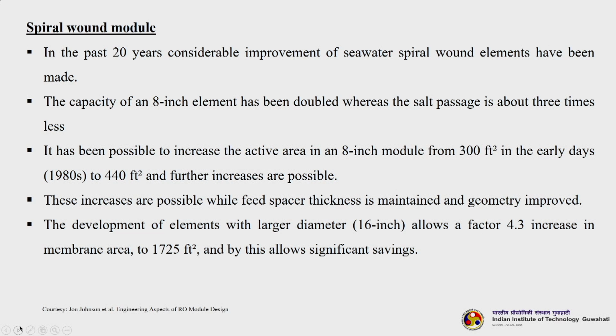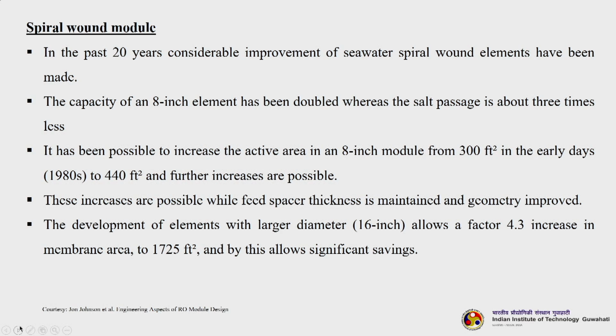So, the next category is spiral wound. In the past 20 years considerable improvement in seawater spiral wound elements has been made, and the capacity of an 8-inch element has been doubled, whereas the salt passage is about 3 times less. It has been possible to increase the active area in an 8-inch module from 300 square feet in the early days to 440 square feet in 1980, and now further increases have also been possible. These increases are possible while feed spacer thickness is maintained and geometry improved.